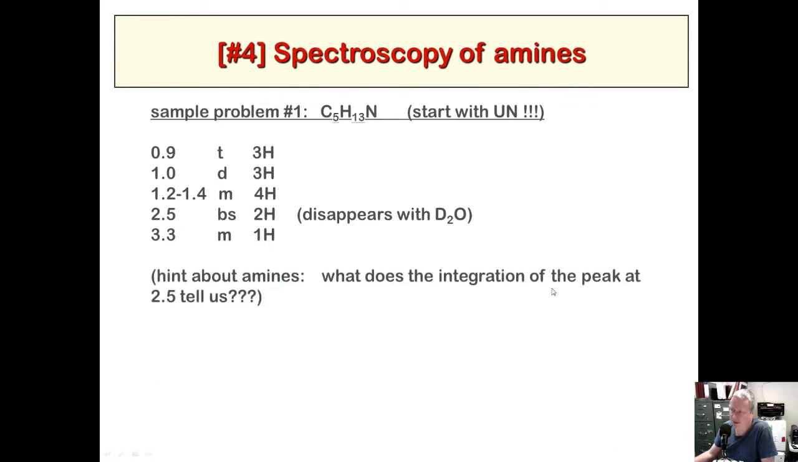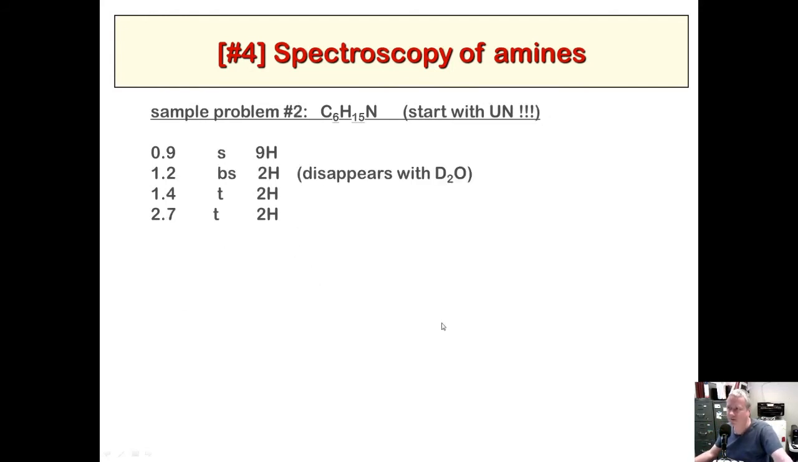Hint about amines. What does the integration of the peak at 2.5 tell us? It tells us it's a primary amine, right? And if it's 1, it's maybe a secondary amine. If it's an amine with no broad singlets at all, that's probably a tertiary amine, right? Those are sometimes a little challenging to figure out, but that's the way you'd see that. Here's problem 2, C6H15N, and now a broad singlet of 2H, probably another primary amine. See if you can get the structure of this.